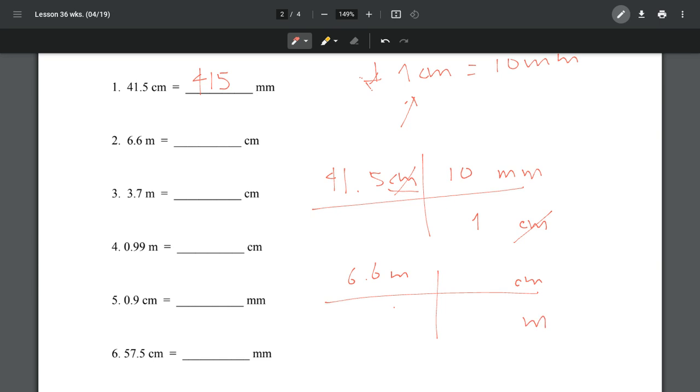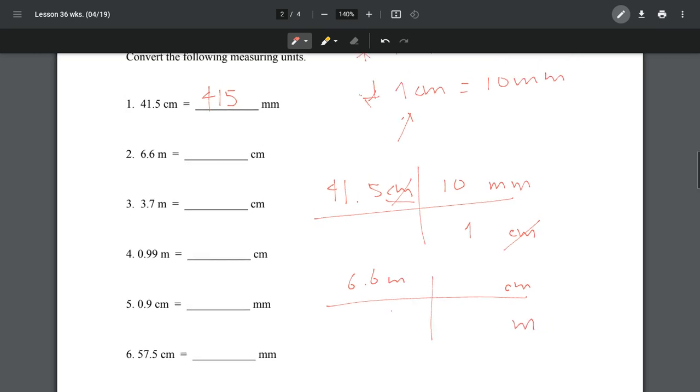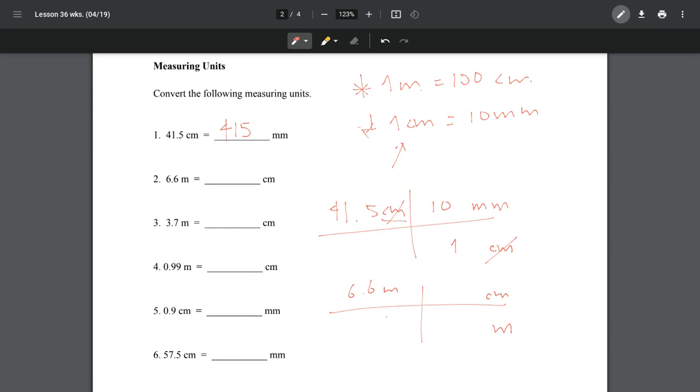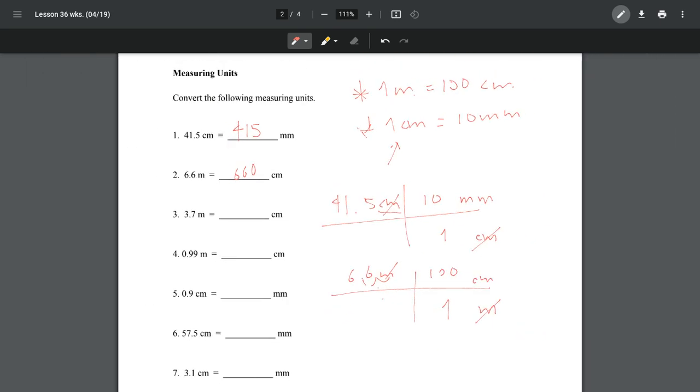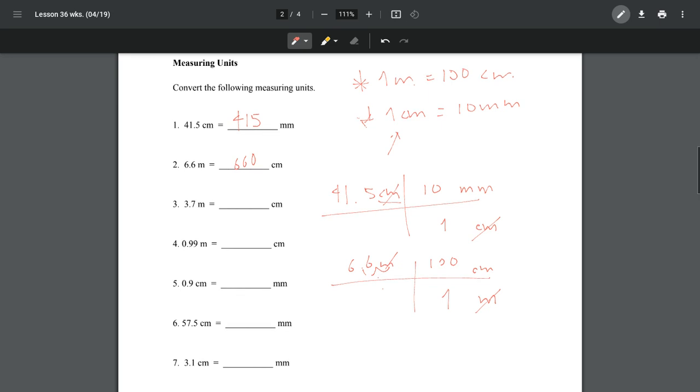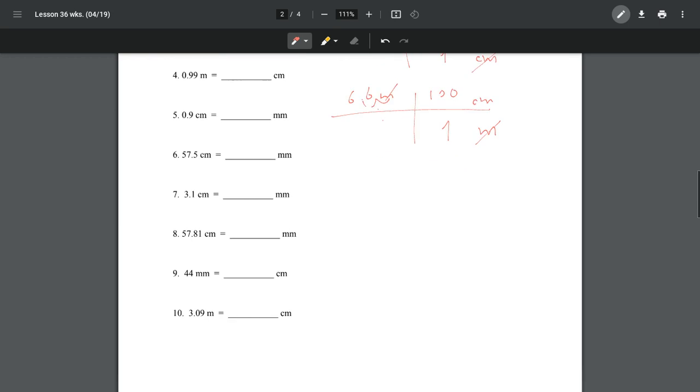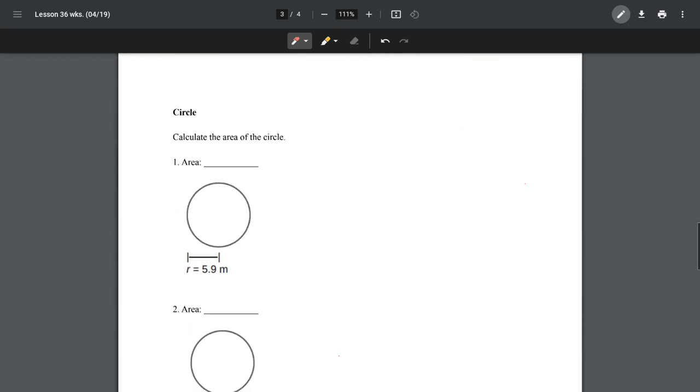Okay? Number two, we have 6.6 meters, and we want that in centimeters. Again, to cancel out the unit, we're going to put 1 meter, and 1 meter equals 100 centimeters. And so now we can cancel that out. And we do 6.6 times 100 divided by 1, which is 660 centimeters. Okay? So go ahead and convert the rest of the measuring units, and let's move on to our third page.